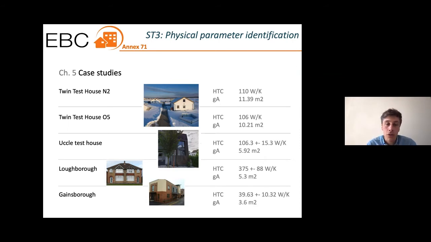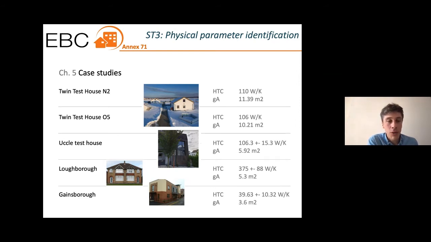So the next chapter is just outlining the different case studies that we looked at. So we had 5 case studies that we looked at in detail. First, you have the twin test houses in Fraunhofer or in Holzkirchen, which are monitored in a very detailed way with a perfect control of internal heat gains due to appliances, but also due to occupants, which in this case were simulated. So we simulated the physical appearance of occupants.